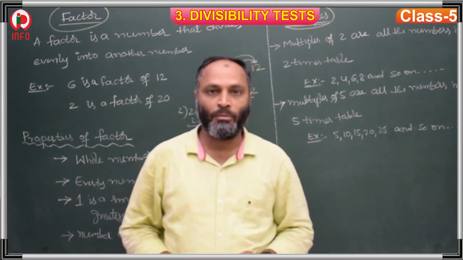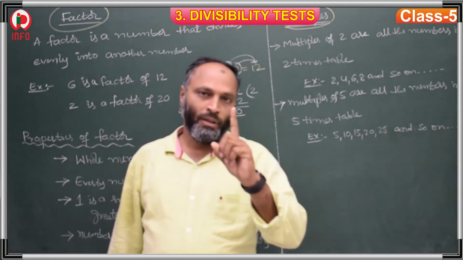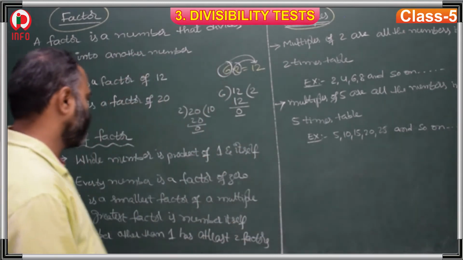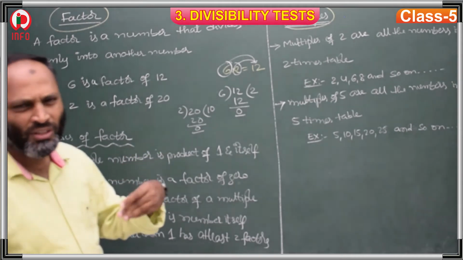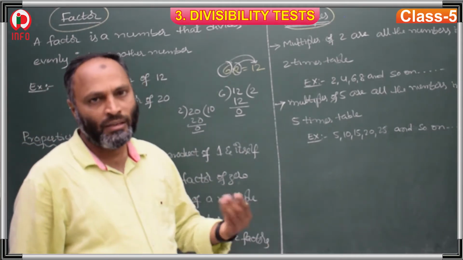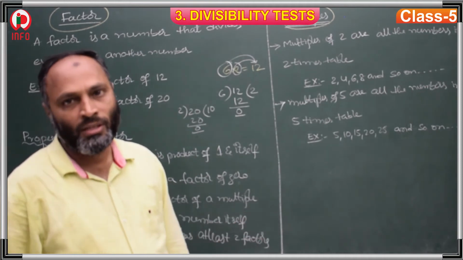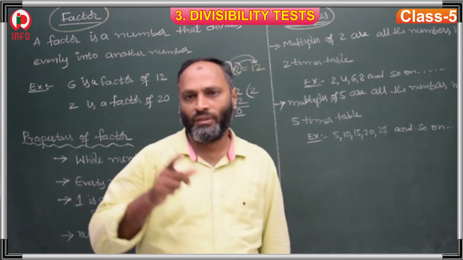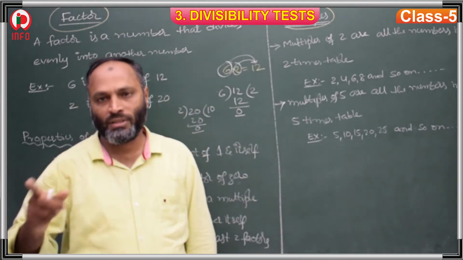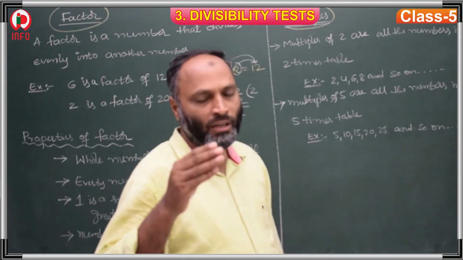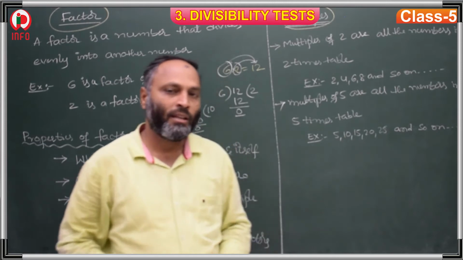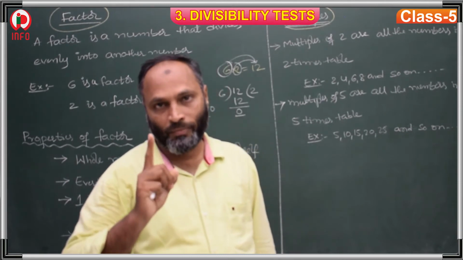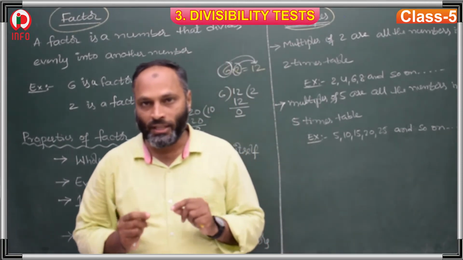Some properties are there in factor. What are the properties? Listen. 1 is a factor of all. How is it? Whatever whole number is there, 1 is a factor of it, since 0 1s are 0, 1 1s are 1, 2 1s are 2, 3 1s are 3, 4 1s are 4, 5 1s are 5, 6 1s are 6. Whatever number you take, 1 is a factor. You remember this: 1 is a factor of all.